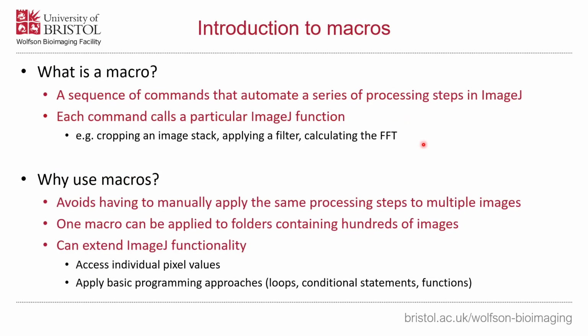So, what exactly are macros? Well, effectively, a macro is just a sequence of commands that's going to automate a series of processing steps in ImageJ. Every time you click something in ImageJ, a command is being sent to the processor. That might be a command such as load a particular file from a particular location. It might be apply a median filter with a particular set of settings like radius and so on. Or it might be to run a plugin from ImageJ with a particular set of parameters.